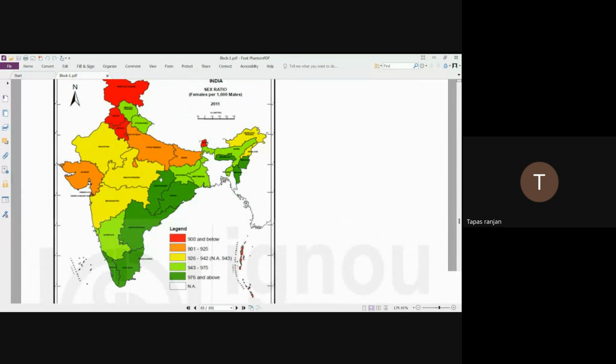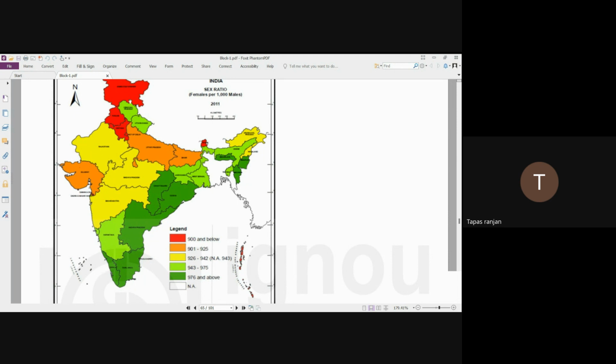Then you can look into this map, and we can clearly see there is a higher sex ratio, or higher number of females per thousand males, in the western coastal plain region and the northern region. Okay, and sorry, the southern parts of India.